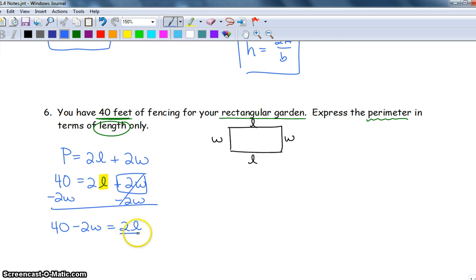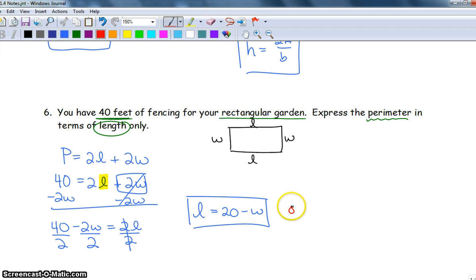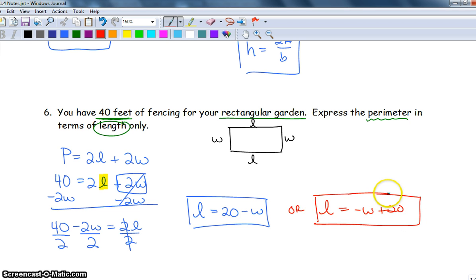I have 2 times L. So the opposite of multiplying is dividing. Remember that you're going to divide each of your terms individually, not L as 1. And that cancels, leaving us with L is equal to 40 divided by 2 is 20. Negative 2 divided by 2 is a negative 1W. And if you had also written it as L equals negative W plus 20, that will also be correct. It doesn't matter if the number or the variable comes first, just make sure that that negative sign stays with the W and the 20 stays positive.